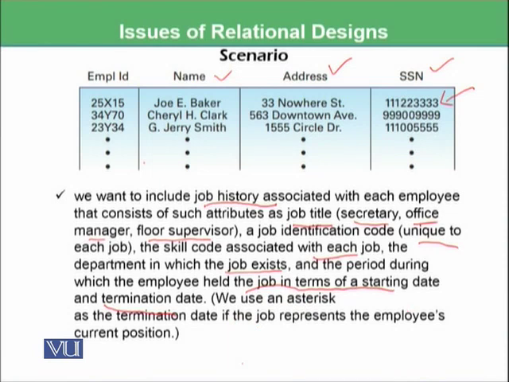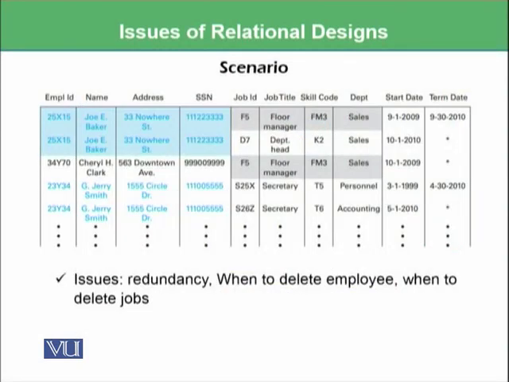So we want to add all of the things which I have highlighted in this slide in this relation. So let's try to put all of the things in this relation. Here we have the same relation which was on the last slide, and then we have added job ID, title, skill code, department, start date, and term date. And this asterisk means that this is the current job of this employee. So what kind of issues can you see in this particular relation?